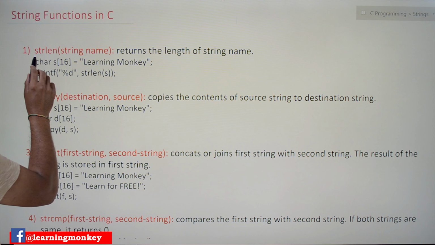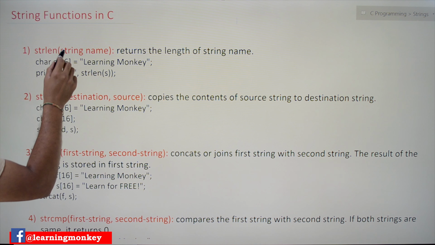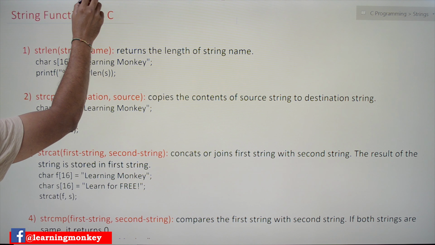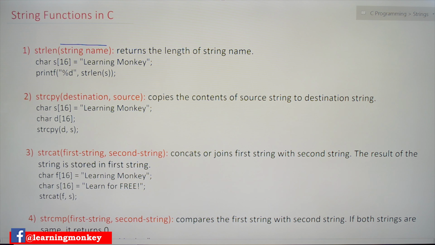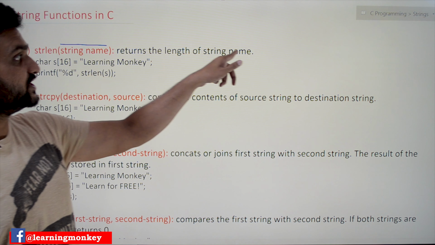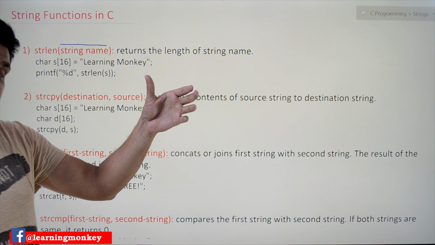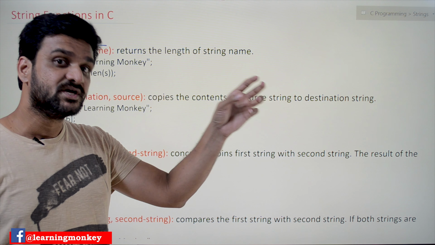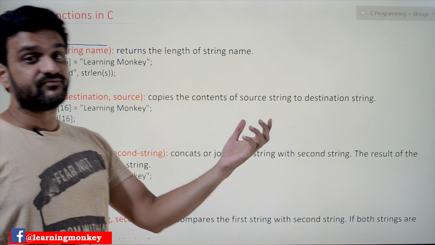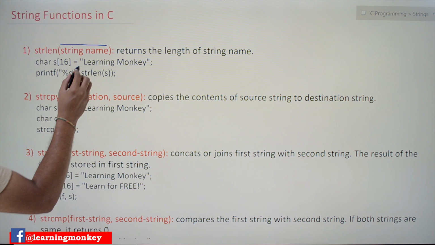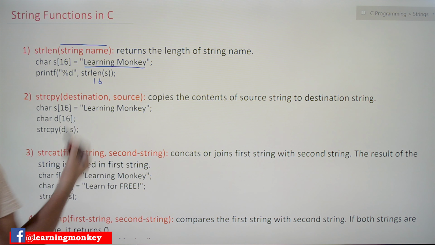The first one is strlen. It means string length. If you give the string here, it is going to return the length of the string. For a specific string, how many characters are there? That number of characters is what we call the length of the string, and that is the return value of this string function. Here we have 16 characters and it is going to print the output as 16.